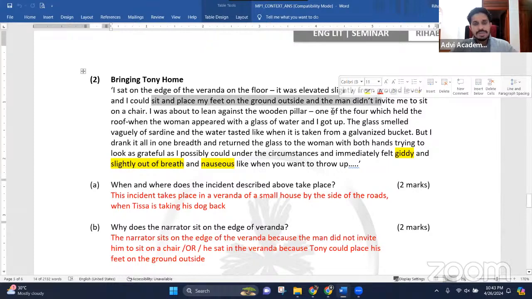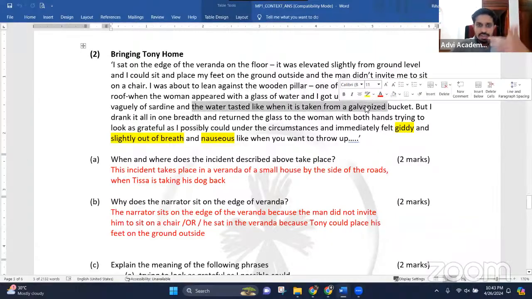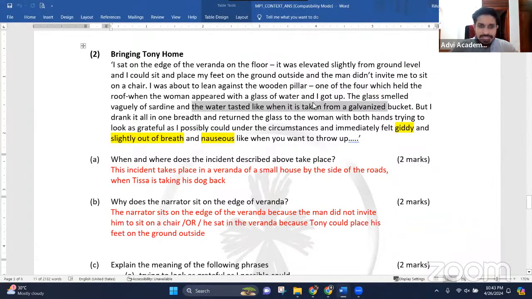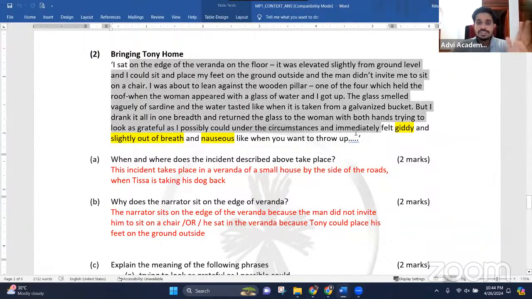If you know the summary of Bringing Tony Home, you know definitely this is this. Tony can't talk like this. Tony is a dog. Yes, so it has to be this segment, right? One of the 4 which held the blah, blah, blah. And then they basically brought water, it seems, from a galvanized bucket, like that part. If you know the story, when and where does this incident take place? And they're asking, why does the narrator sit on the edge of the veranda? Those are questions you can take directly from the passage.